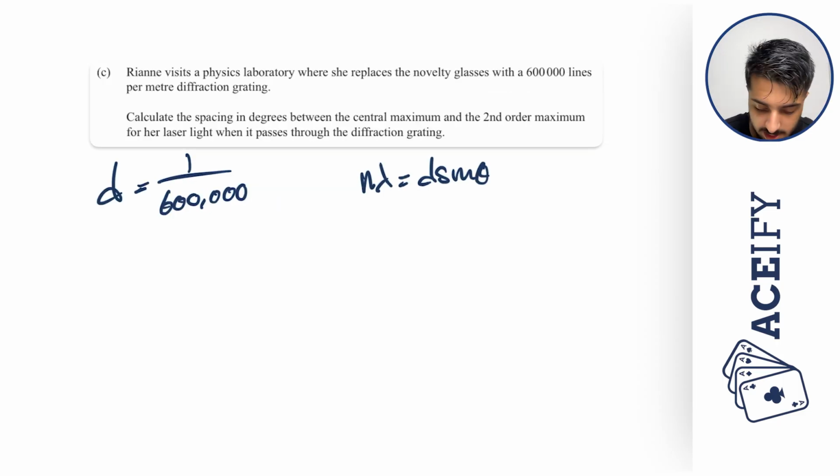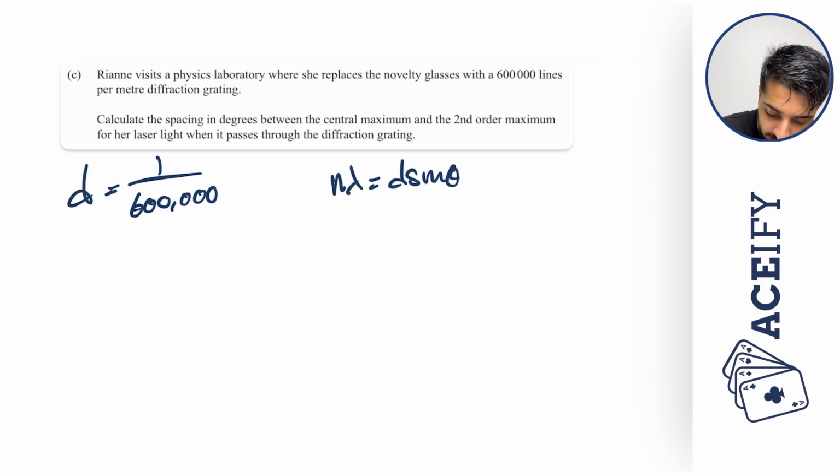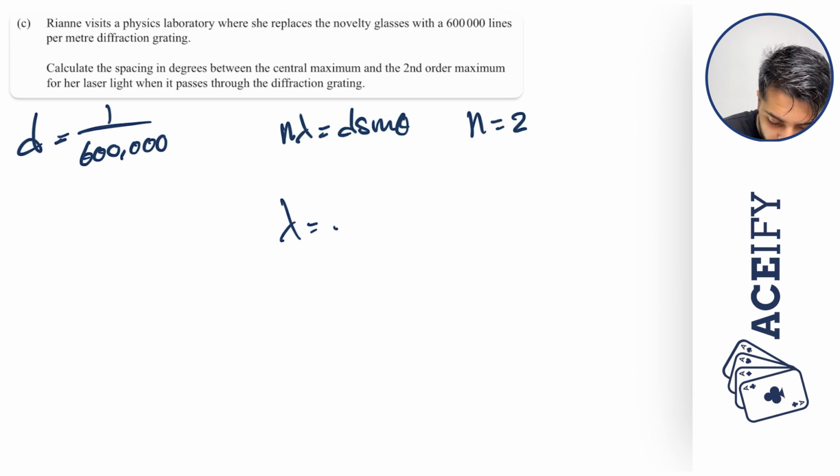What we're trying to find is our theta, right? We're trying to find the angle in degrees. We know our n is 2 because we want the angle between the central maximum and the second order maximum. So that's in between n is equal to 0 and n is equal to 2. Again, we know our wavelength is equal to 532 times 10 to the negative 9 meters.